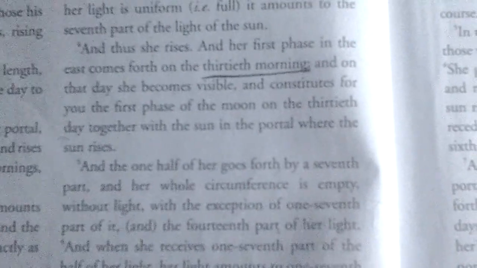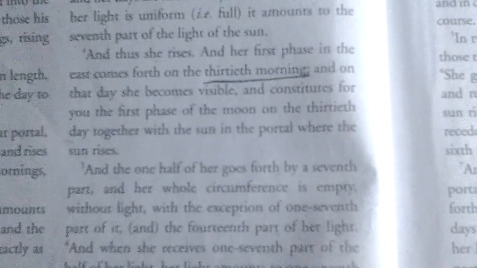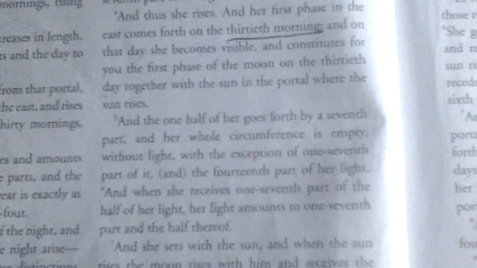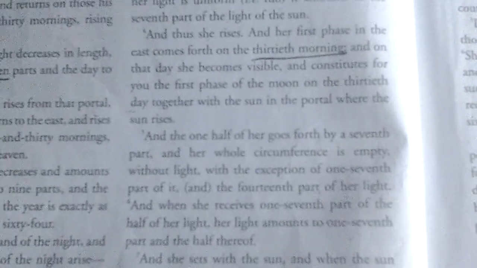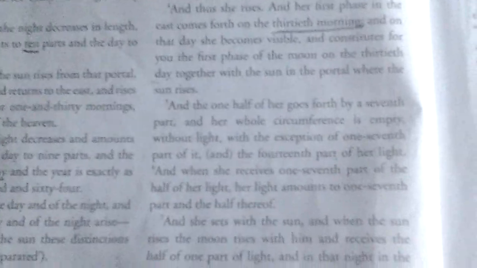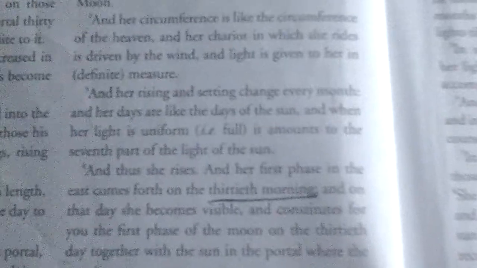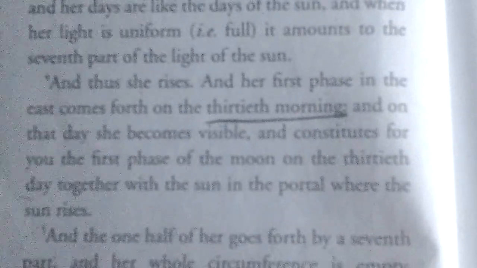what it's saying is that on the 30th day, you're going to have a 0% moon. Those who follow the moon don't understand a 0% moon, that day of the month when you're not going to see a moon in the sky at all. There's no percentage illuminated. Well, according to Enoch, that falls on the 30th morning or the 30th day. And he goes on to explain it.